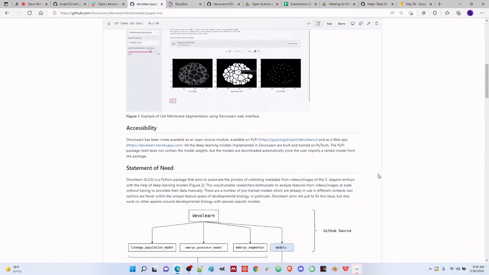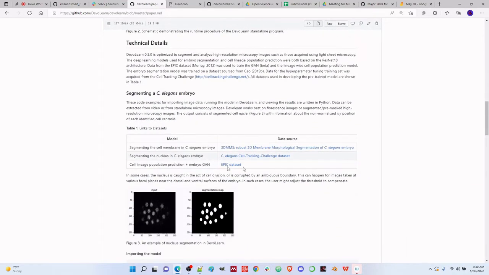One of the things I wanted to point out here is that there's a table in this paper. It's Table 1, and this table has the different data sets. These are different data sets that are available online. You can download them and use them to benchmark your models.